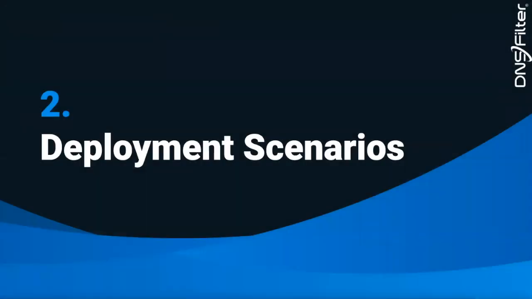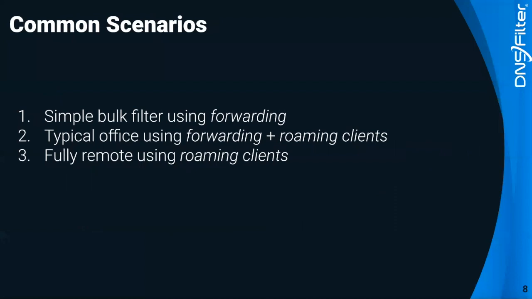Let's talk about deployment scenarios. So here are some of the common scenarios. First, we see a simple bulk filter using forwarding. There's a fair amount of organizations that use this. They tend to be industrial organizations, and they don't really need anything that fancy. They simply need a filter that's going to work on all the devices, on all of their networks, and it's going to be filtered by us.